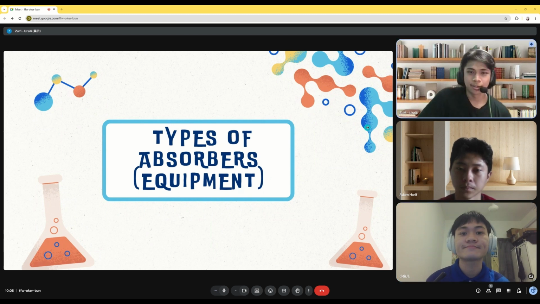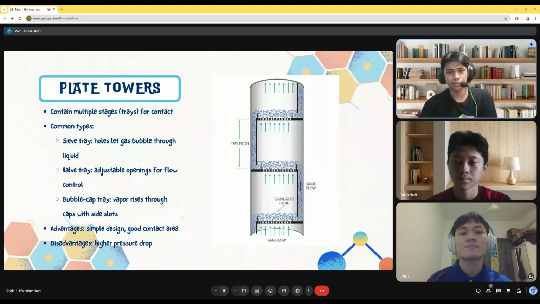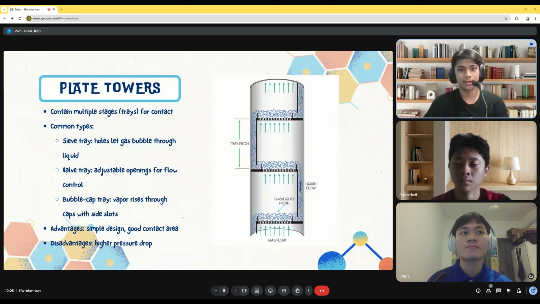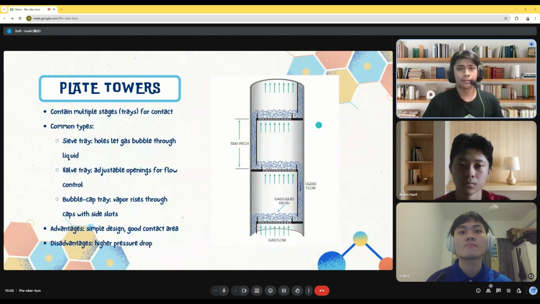Now let's talk about the equipment used, the real heart of the process. There are two main types: the first one, plate or tray towers, and the second one is packed bed towers. The first one is plate towers. These are towers that contain a series of trays or plates stacked on top of each other. Each tray acts as a stage for gas liquid contact. There are a few designs.